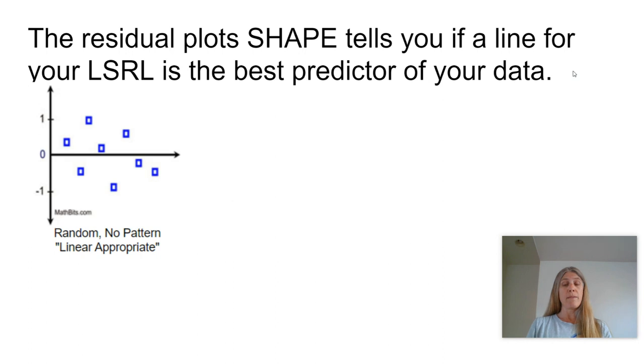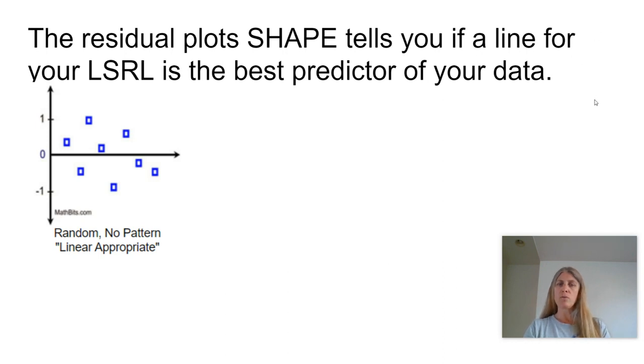The first is the one that we're looking for, that looks like our data, where they're all over the place. There's no pattern. And if this is what you're looking for, then it's perfect. That's what we want. This tells you that your line of best fit is a good match for your data, and you can go ahead and use that as a good predictor.